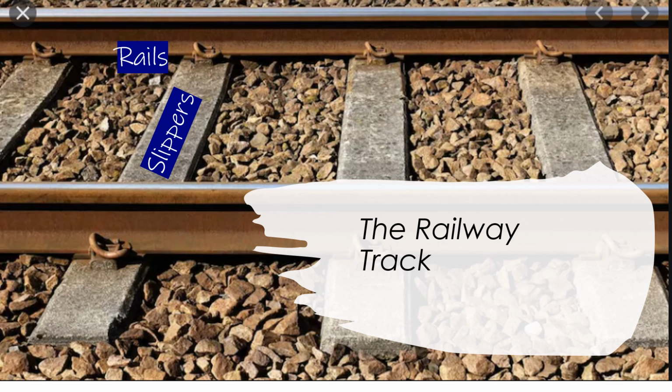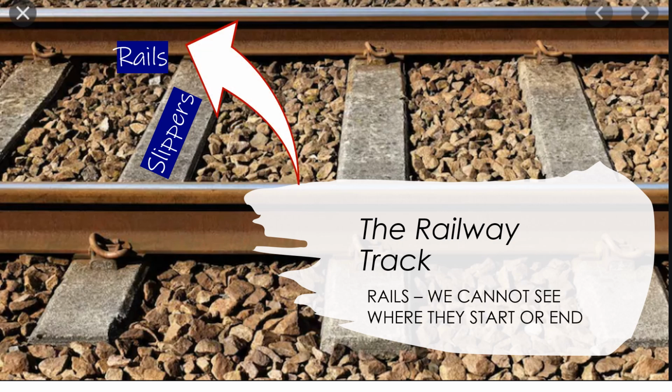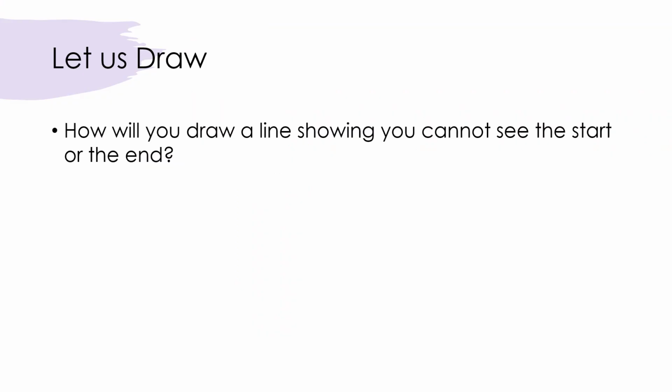Now what is different between the slipper lines and the rail lines? On the slippers, we can see where the lines start and where they end. On the rails, we cannot see where they start or they end. The lines go on forever. So how will you draw a line showing you cannot see the start or the end?